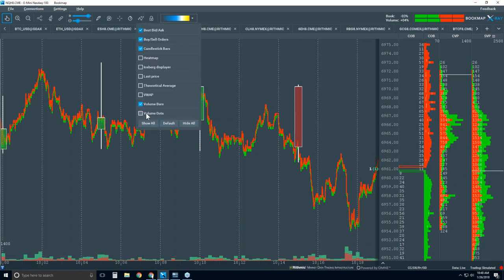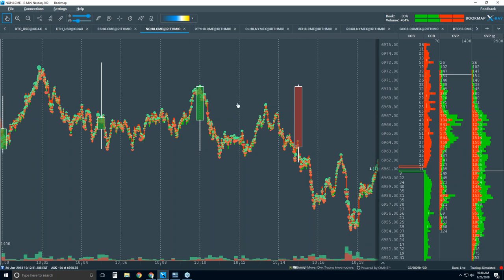So let's turn on the volume and take a look. You can see a big cluster of volume here, and here's where the battle was won by the aggressive seller. Now we can start to understand what's going on in the order flow here. Very much like a footprint chart, we can see the volume where it's trading, exactly where and exactly when. Now, a footprint chart has the problem of aggregated data as well. You're not getting that microstructure, and here in Bookmap, you are. So you can see the way volume is interacting in the context of structure.